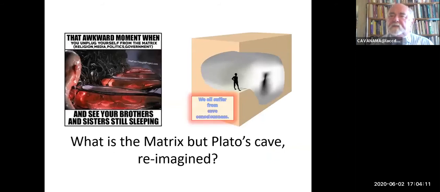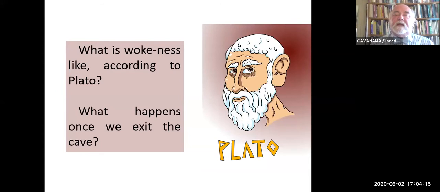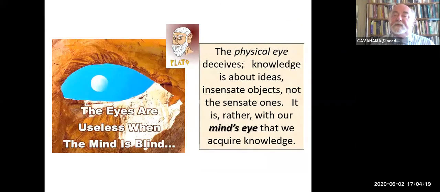What is the Matrix but Plato's cave reimagined? What is wokeness like according to Plato? What happens once we get out of the cave? Well, the physical eye deceives us. We have to train ourselves. We learn to use our mind's eye instead to acquire knowledge. The physical eye itself is useless when the mind is blind.